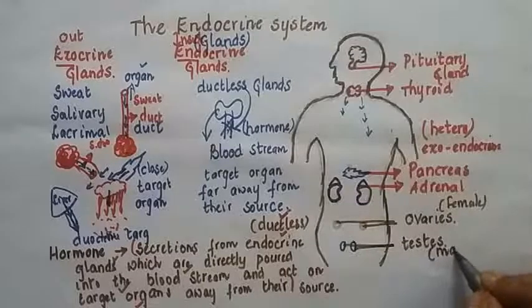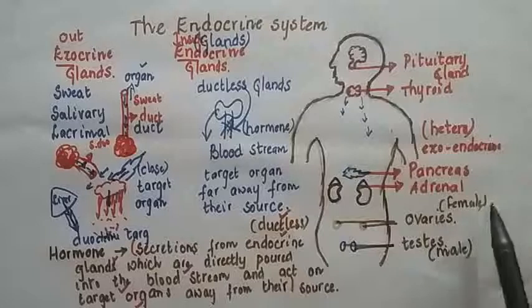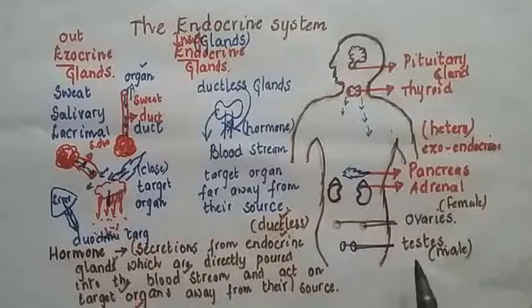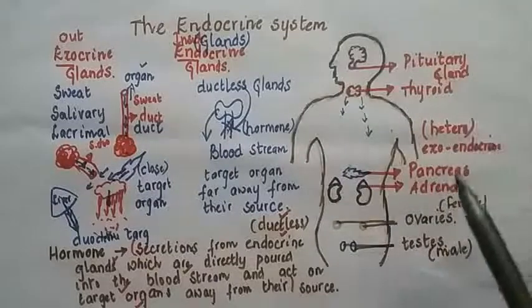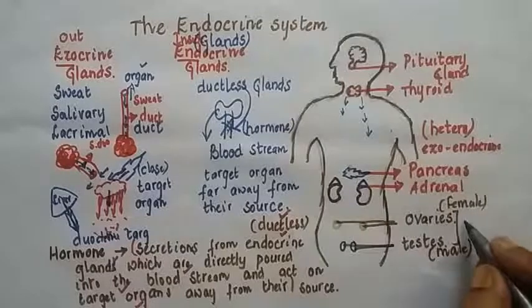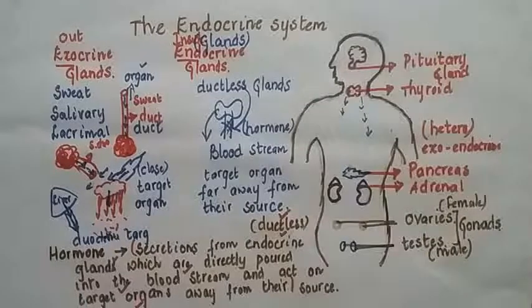Since this is an outline of a human being, within that I have represented ovaries, which are only found in females, along with all the other glands. In case of a male, they have testes along with the other glands. So we also call these two endocrine glands gonads. Okay, children, these are the different endocrine glands that we have in human beings.